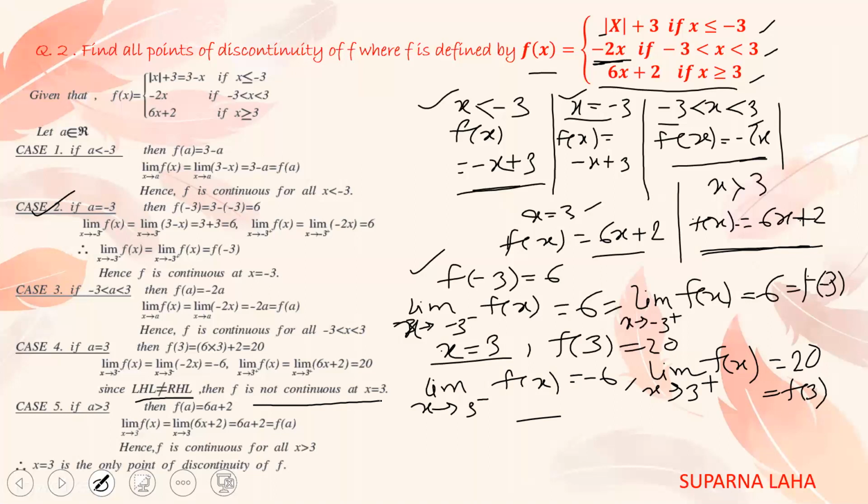Now, for x less than minus 3, it is continuous. At x equal to minus 3, it is continuous. From minus 3 to 3, it is continuous. At x equals 3, it is not continuous. For x greater than 3, again continuous. So the only point of discontinuity is x equal to 3. You can check the solution given here.